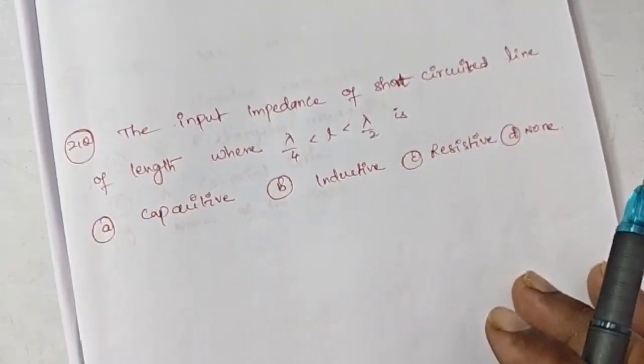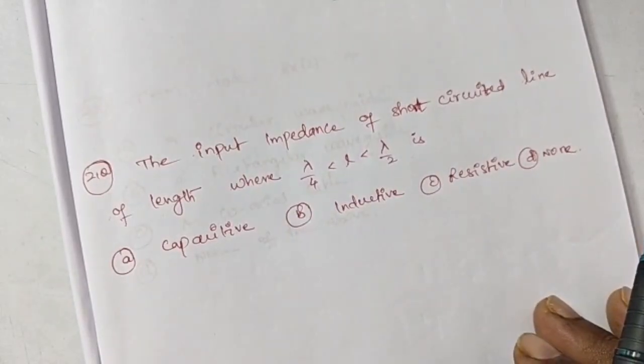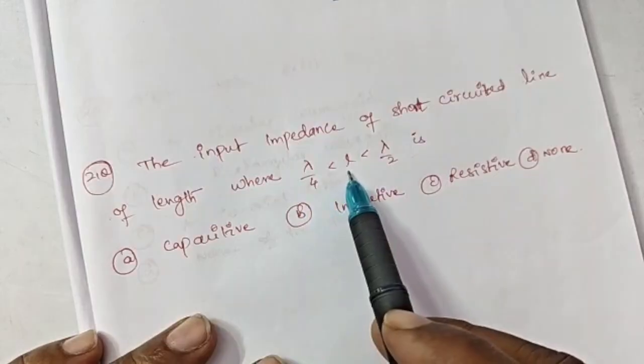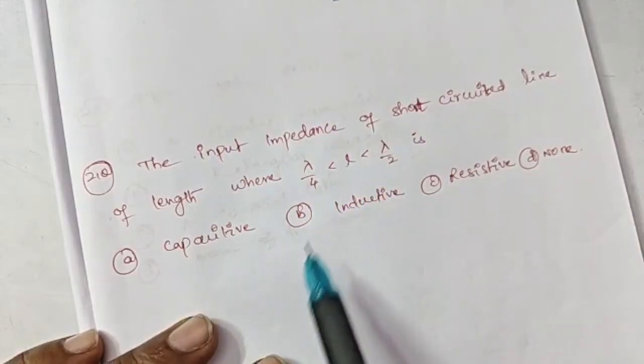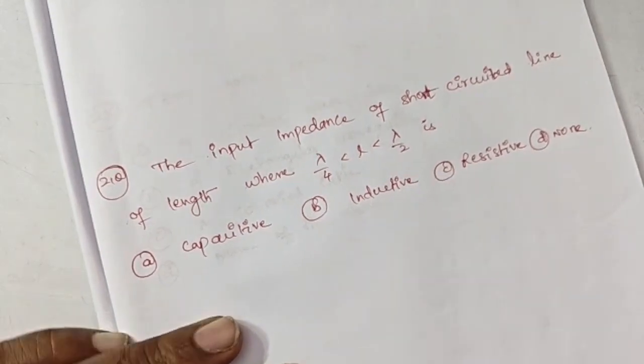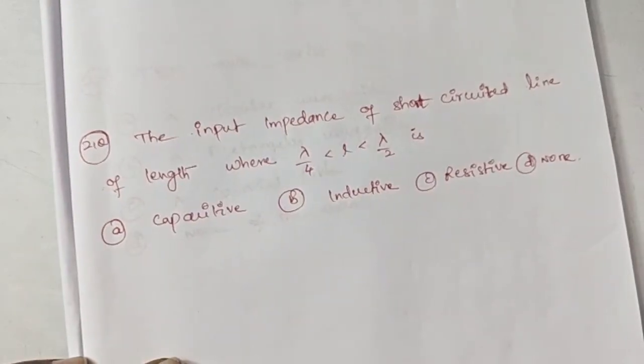Next, the input impedance of a short circuit line of length L, where lambda by 4 is less than L, less than lambda by 2. So that means the length of the line is in between lambda by 4 to lambda by 2. What will be the short circuited impedance behavior? Whether it is capacitive or inductive or resistive or none of the above.